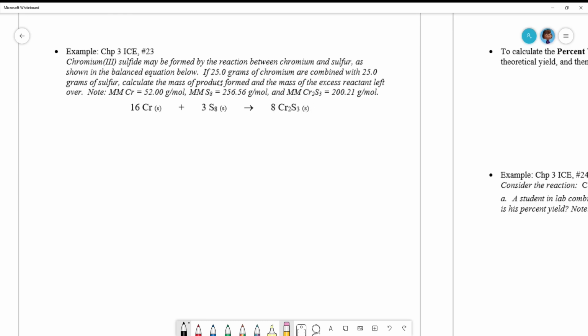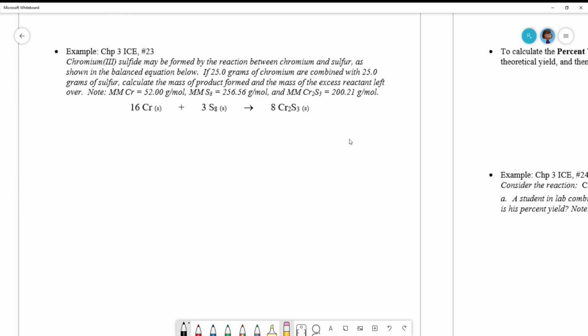Now, the problem says if 25 grams of chromium are combined with 25 grams of sulfur, we'd like to calculate the mass of product formed and the mass of the excess reactant left over. Happily, we're supplied with all the molar masses we need in the problem to save us time doing this problem.